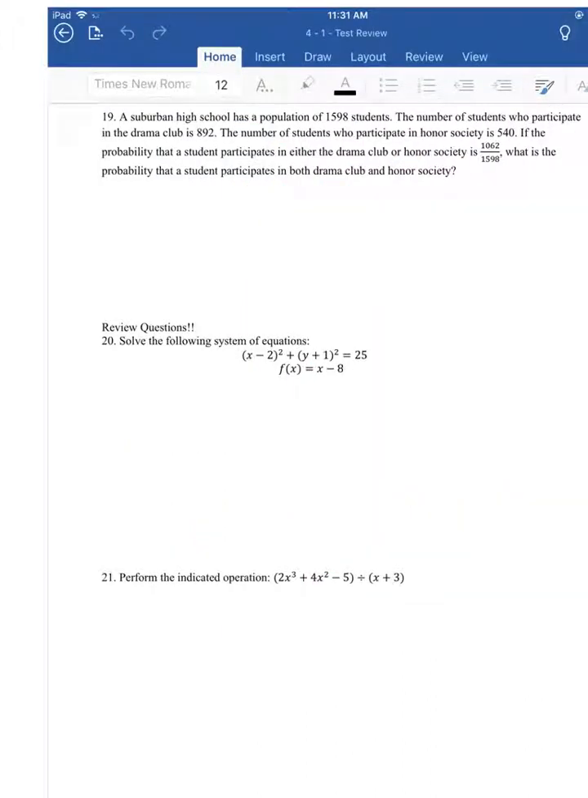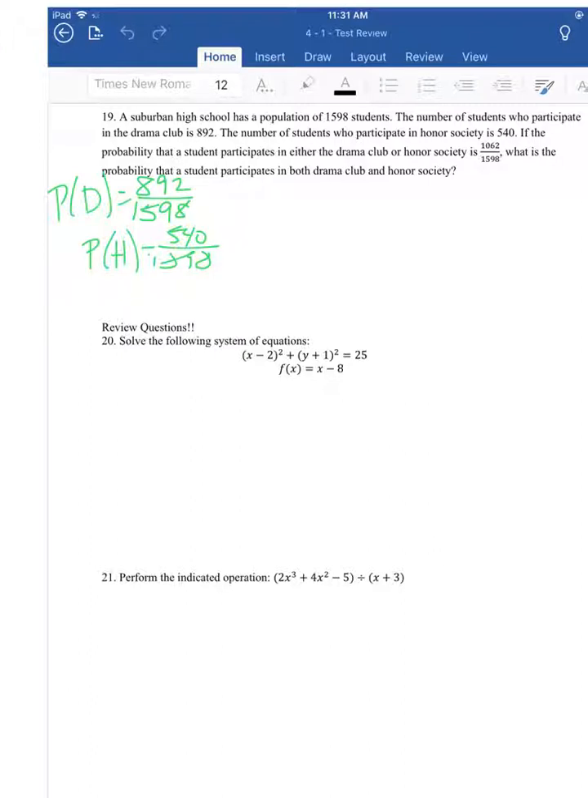Okay, 19. I like this question a lot because this one you have to think a little bit for it. A suburban high school has a population of 1,598 students. The number of students who participate in drama is 892. So the probability that they are in drama is 892 out of 1,598. The probability for honor society is 540 out of 1,598.